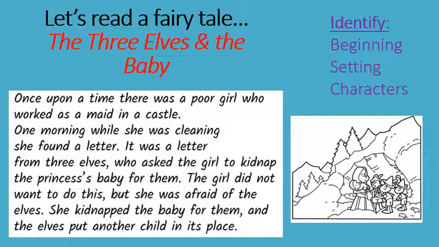Already we can start to identify parts of the fairy tale. We see that it begins with once upon a time, which also gives us our setting. It was once upon a time in a castle. The characters are the girl and the three elves.